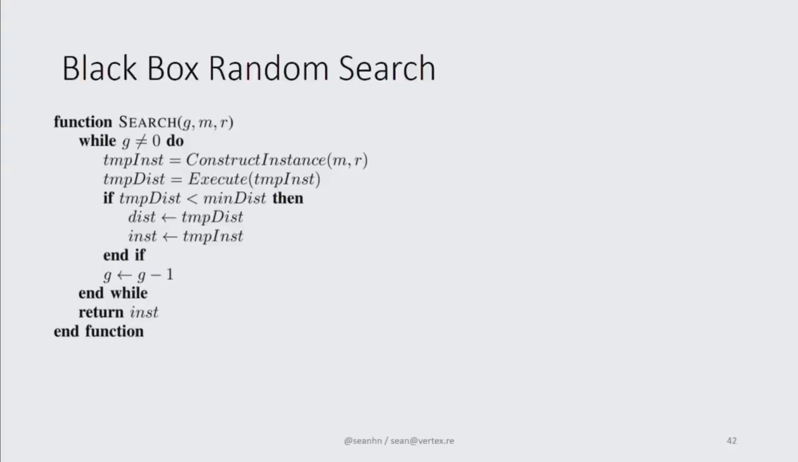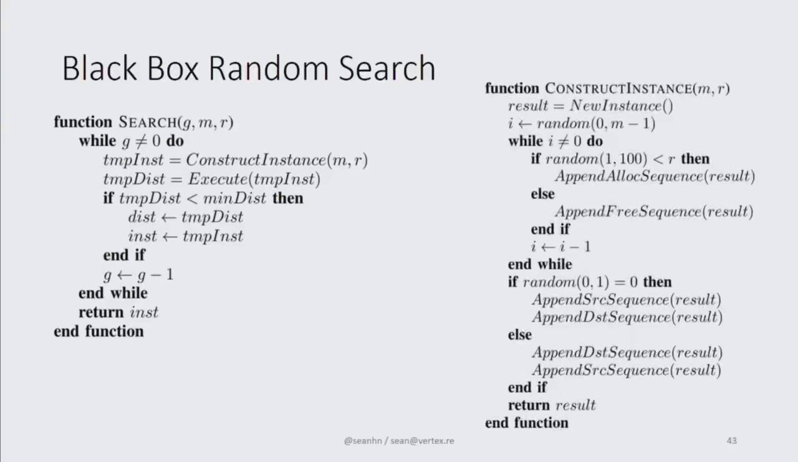The construct instance function is another random function which constructs solutions by randomly deciding on this line here how long the solution is going to be, and then randomly deciding whether it wants to do an allocation or a free until it gets to the end of the solution construction, then returns it. Again, key point here, everything in this is purely random. We're learning nothing between solutions.